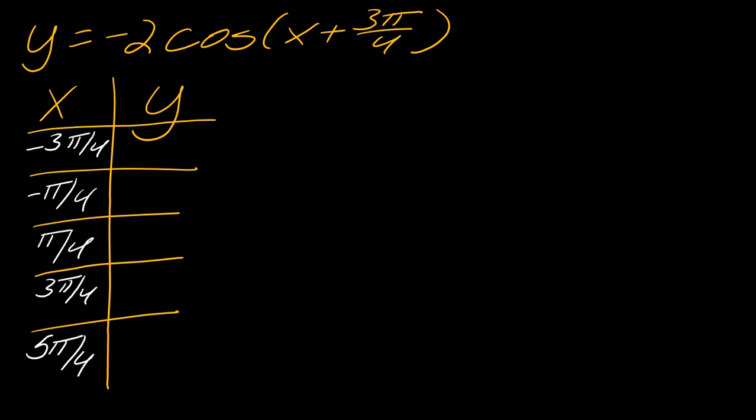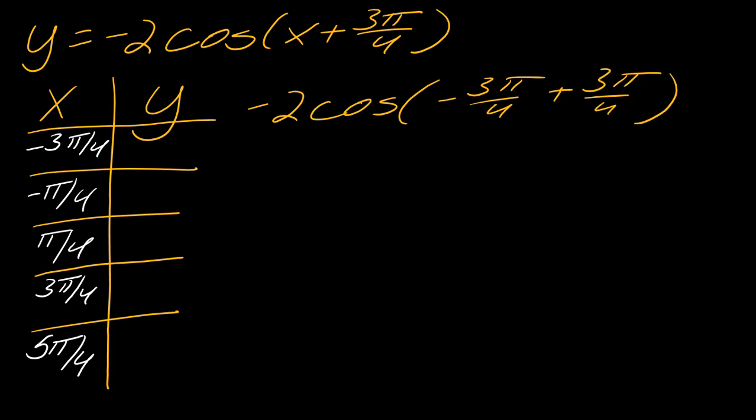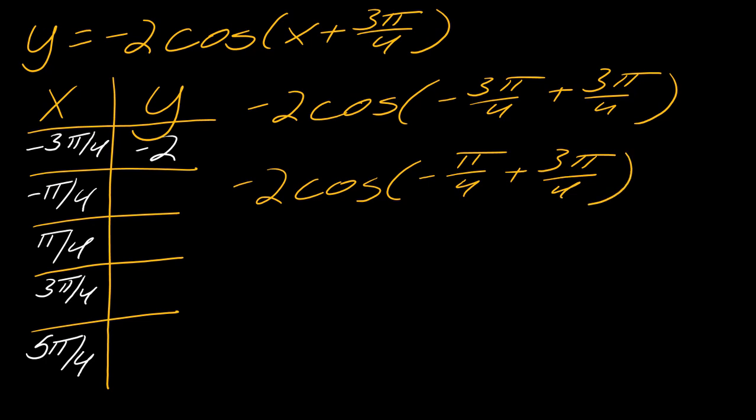So I can plug in some values for y. I'm going to have -2 cosine of -3 pi over 4 plus 3 pi over 4. I can see that that's going to give me cosine of 0. Cosine of 0 is equal to 1, so this will all equal -2. And then I can move on to -2 cosine of -pi over 4 plus 3 pi over 4. So this is going to give me -2 times cosine of pi over 2, which is 0. So this whole thing will equal 0.